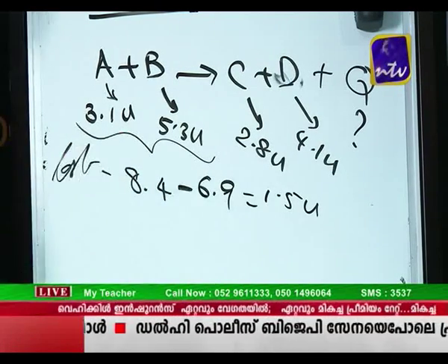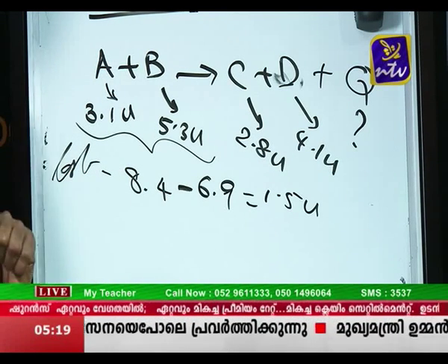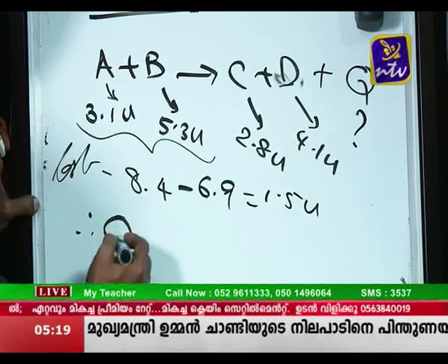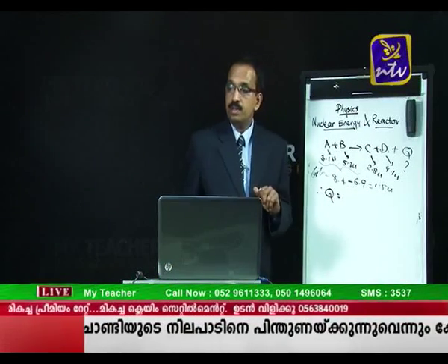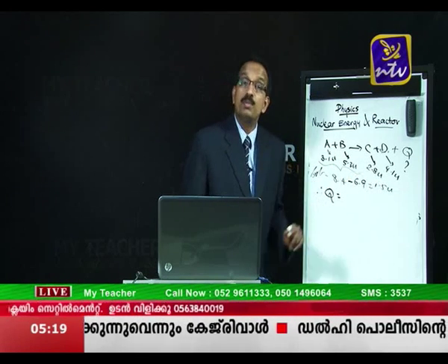I hope it is clear. Okay? It's correct only, no? 8.4 minus 6.9 is equal to 1.5. So now how much is the energy? Therefore, what will be the energy released? The Q will be, that is energy lost, sorry, mass lost is this much. So what will be the energy released?